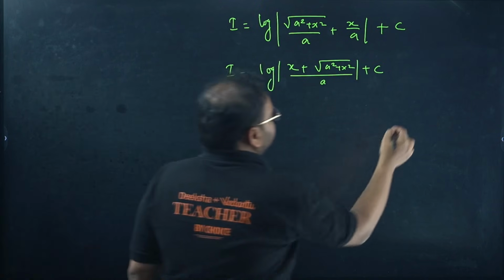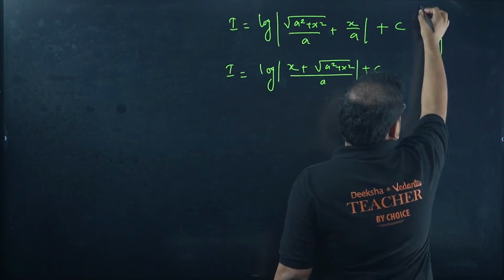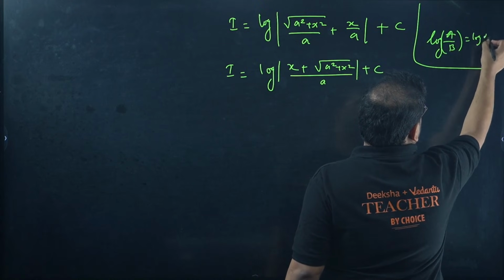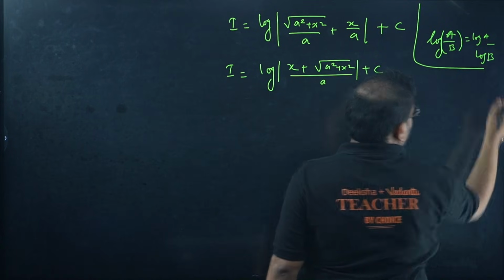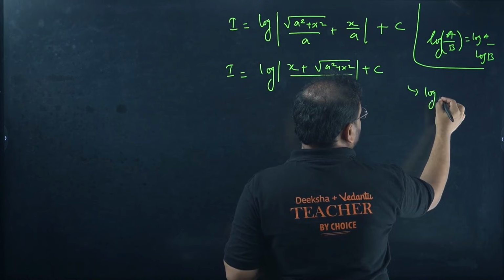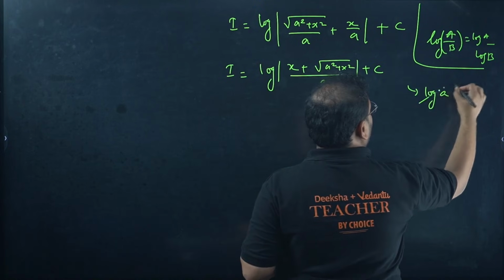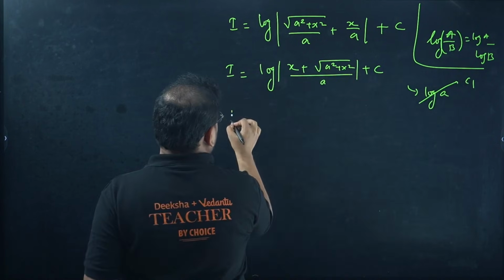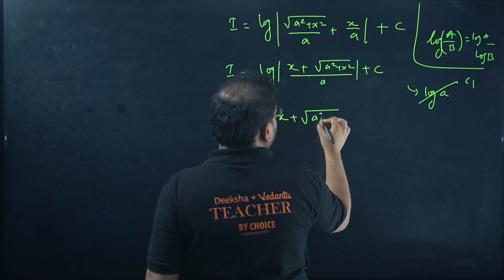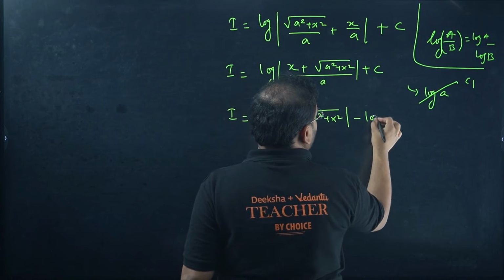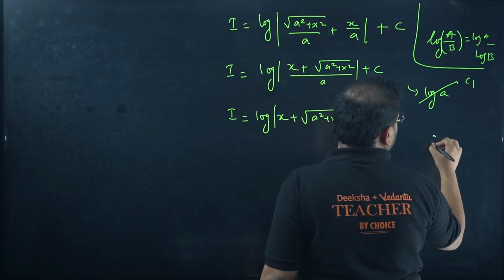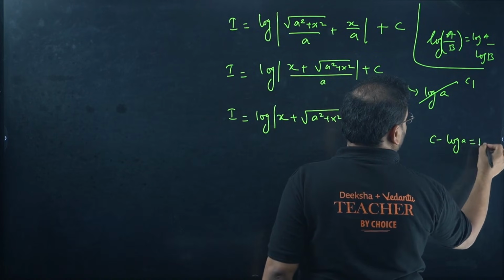Log of a by b: the formula is very simple. Log of a by b is given as log of a minus log of b. So log of numerator minus log of denominator, so this will become minus log of a, and log of a will be a constant, let's say c1. So I can write this now: log of x plus root of a square plus x square, minus log of a plus c. And c minus log of a can be taken as a constant k.